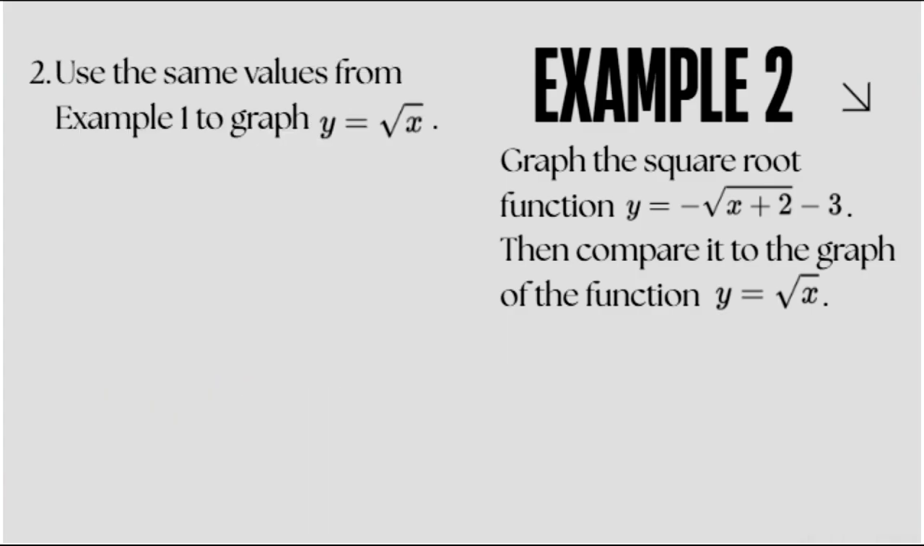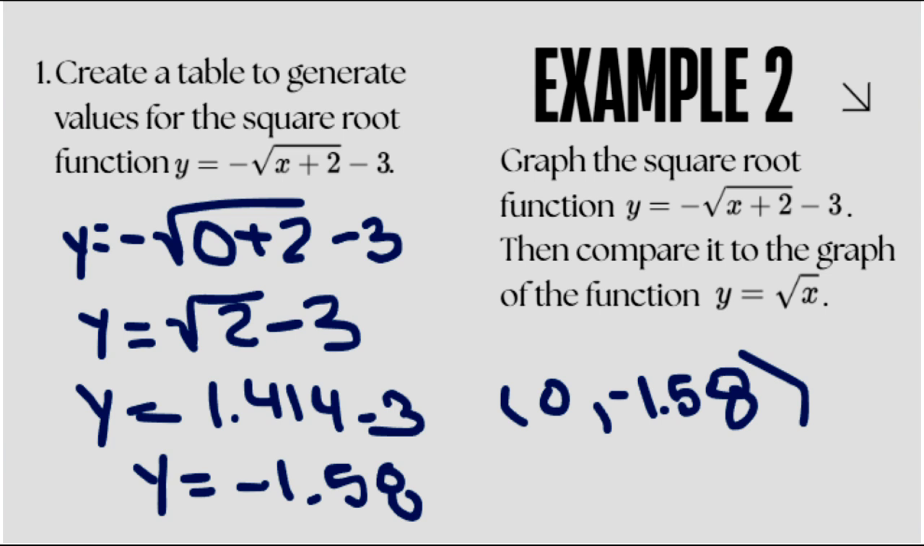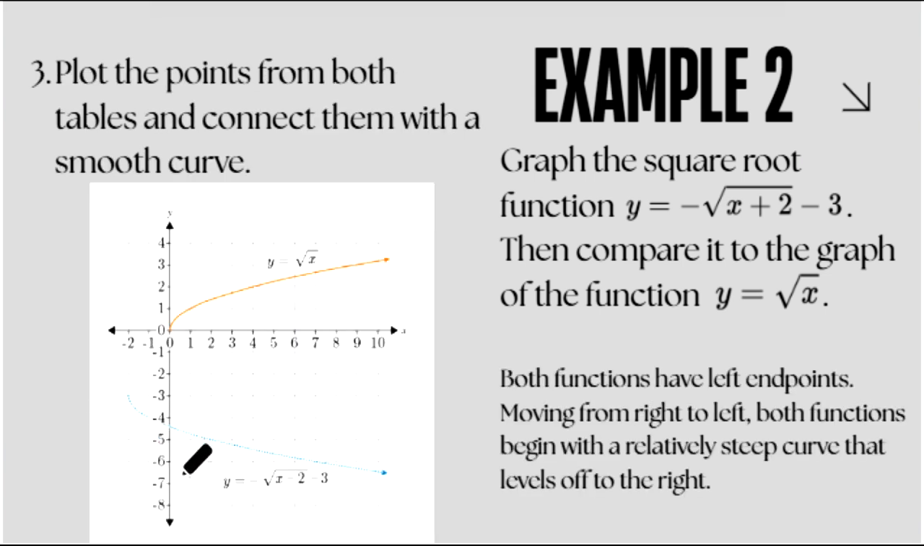Then you're going to use the same values from example 1 to graph it. So you're going to use the points that you found here. So for example, when x equals 0, then y equals negative 1.58 to create the graph. Okay. And then this is what our graph looks like. This is the graph we just made on GeoGebra. And this is the original graph.